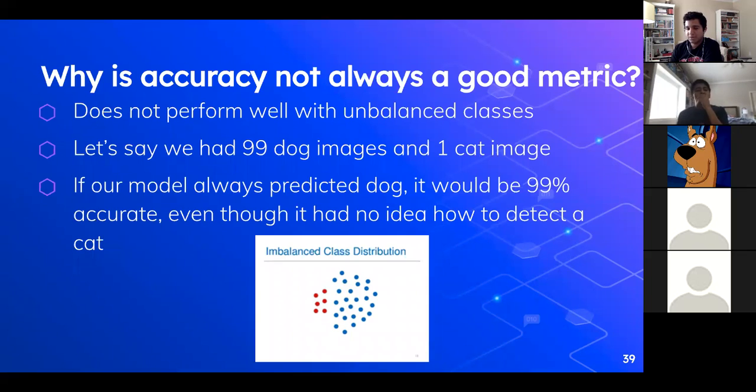Hence, we will look at more informative and better metrics than simply accuracy. Accuracy is a very basic metric. You still use it, but it kind of sucks when you have unbalanced classes. If you have balanced classes, it's very good. Like if we had 50 dog images and 50 cat images, by all means, go for accuracy. It's a pretty good metric in that case.